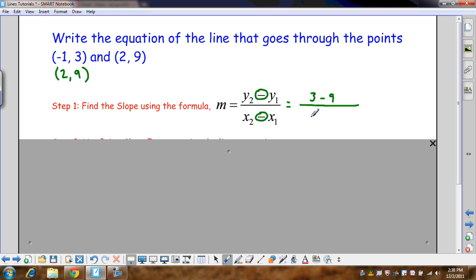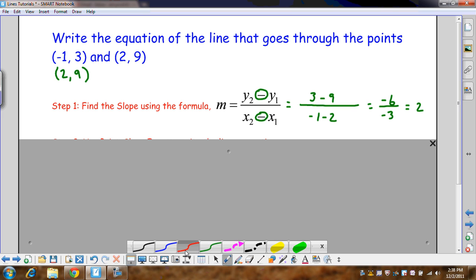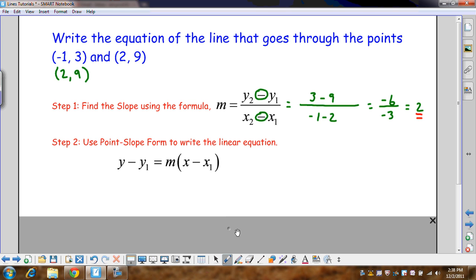So on the top, I'm going to have 3 minus 9. And on the bottom, I'm going to have -1 minus 2. If I do that quick calculation, I get -6 on the top and -3 on the bottom, and that cleans up into +2. So therefore, my slope is 2.